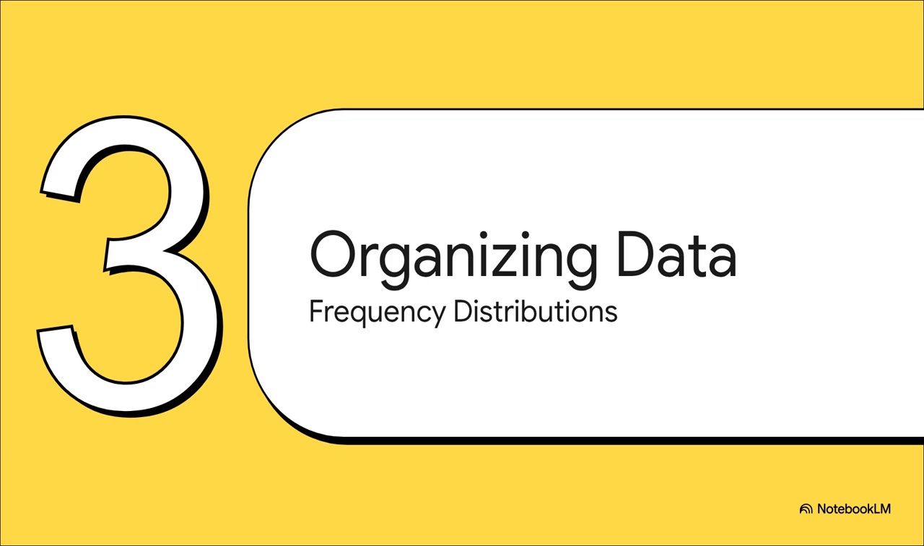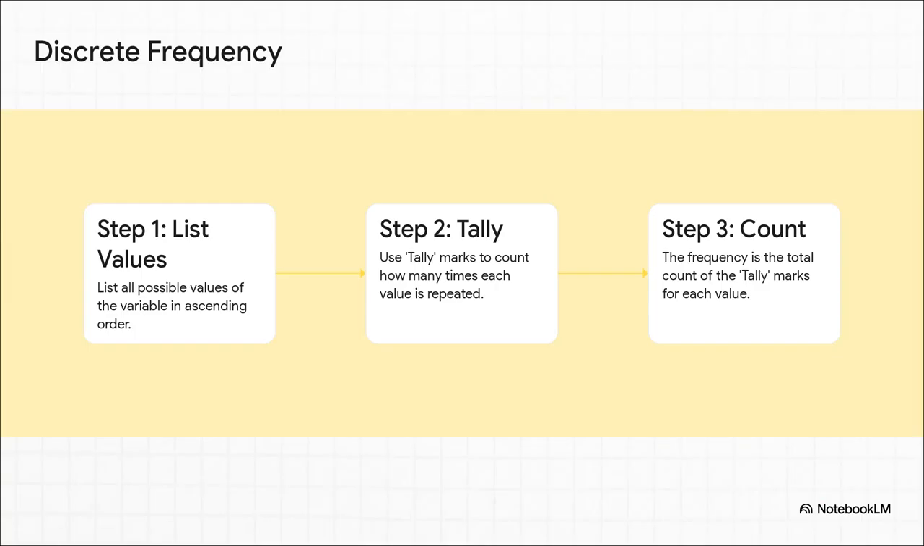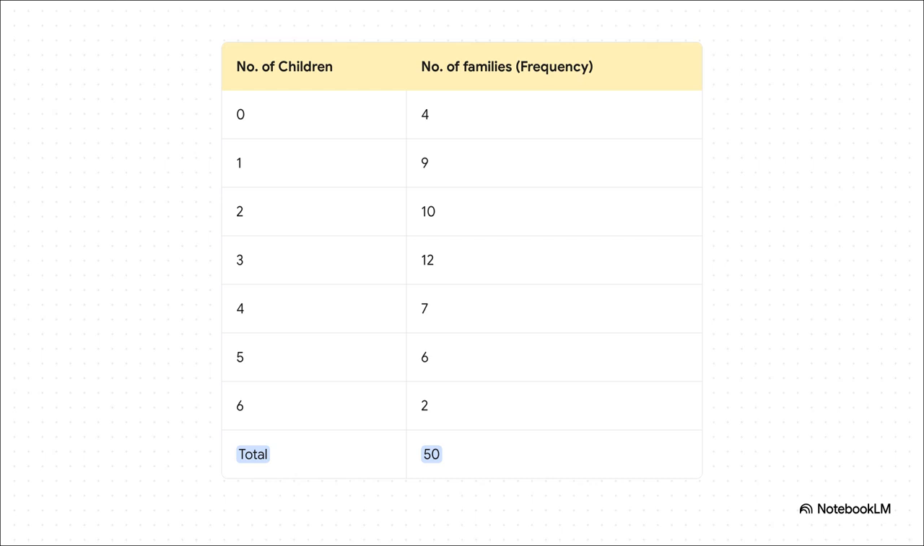Okay, so now that we know what kind of data we're dealing with, we can finally start to organize it. And we're going to use a tool called a frequency distribution. Don't let the name fool you. A frequency distribution is just a super simple way of counting how often each number shows up. So here's how you do it. First, you just list out all the possible answers. For our survey, that's 0 children, 1 child, 2, and so on. Then, you just go through that messy list of numbers and make a tally mark for each one. And finally, you just count up the tallies. It's really that straightforward. And boom, just like that, the chaos is gone.